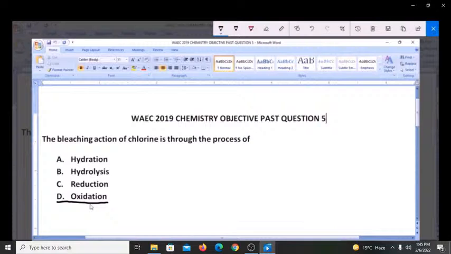Now, most bleaching agents out there make use of this bleaching action of chlorine in order to carry out their functions. So how exactly does this mechanism occur? The bleaching action of chlorine is based on oxidation.